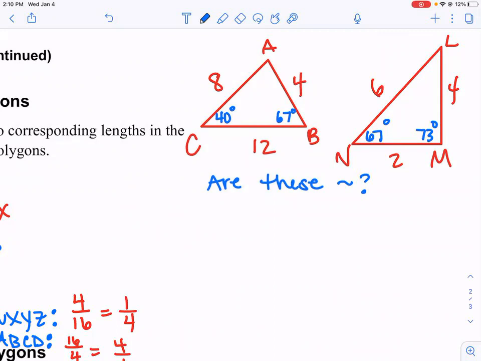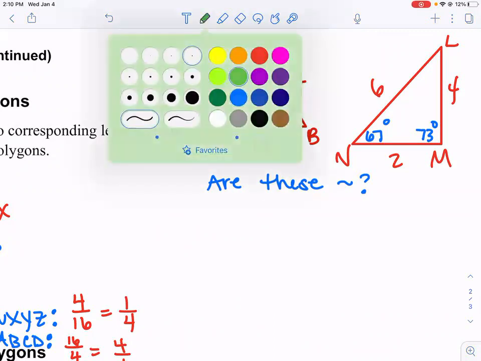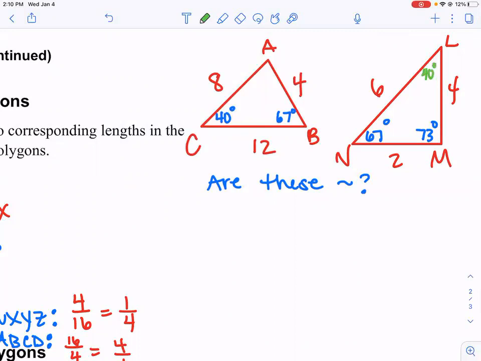Okay, so I have a question. What's 67 plus 73? 140. 140, so that means this guy's 40? It is the same. So our angles are the same? Okay, so our angles are congruent. So that's good. Now we better check our sides.